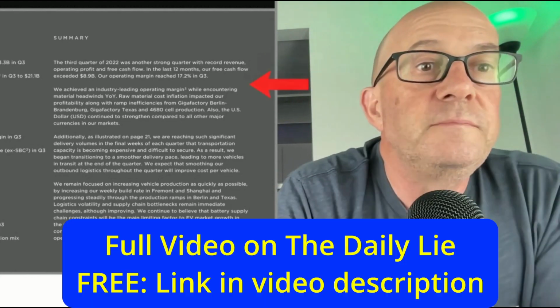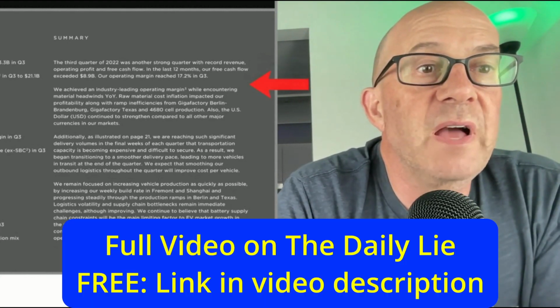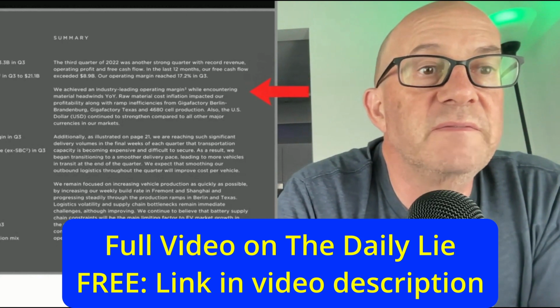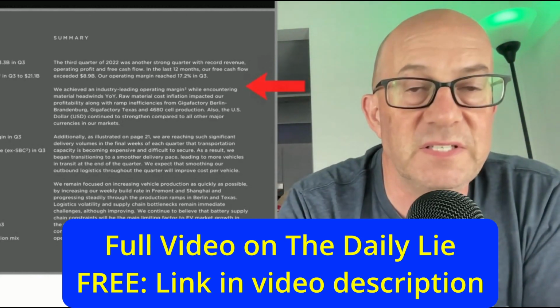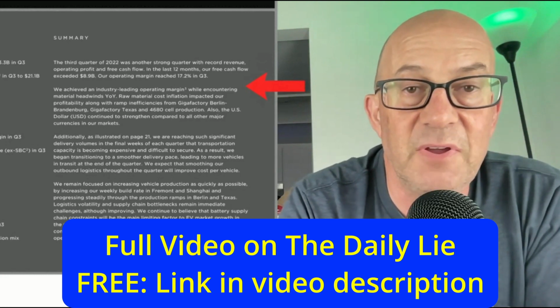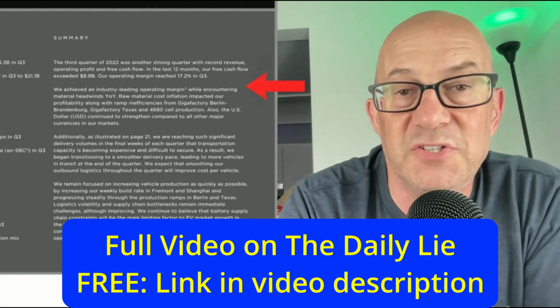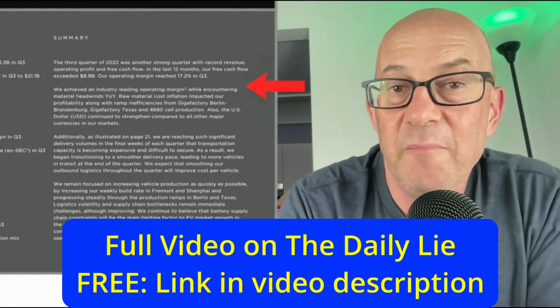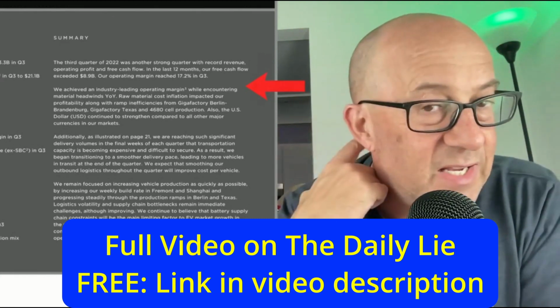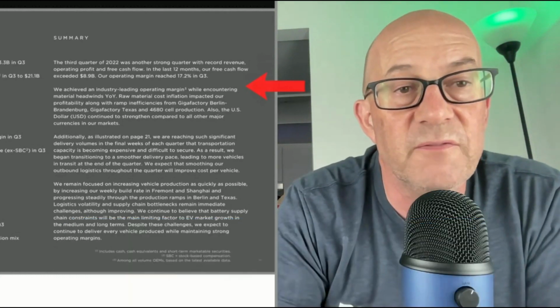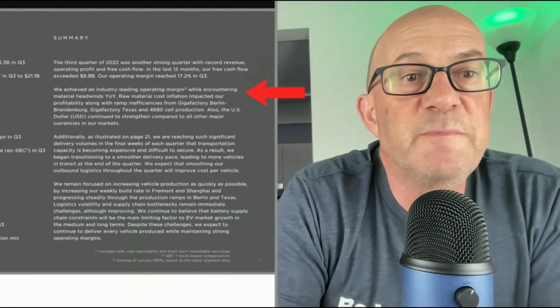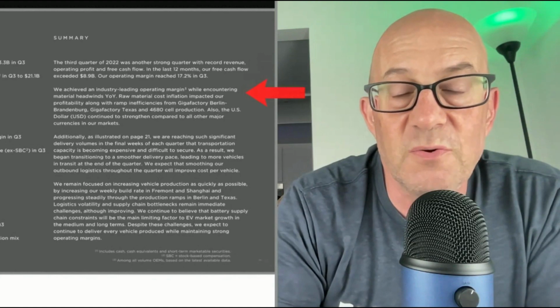Industry-leading operating margin when counting material headwinds, raw material cost inflation impacted our profitability. Now, we're hearing that raw material cost inflation has ended and some costs are diminishing. I'm not sure if that's going to show up in Q4. My impression from what Zach Kirkhorn said in the Q3 investor call, that's what we have coming up in a couple of days for Q4, is that they didn't expect that to translate into cost of goods sold because there's a lag.